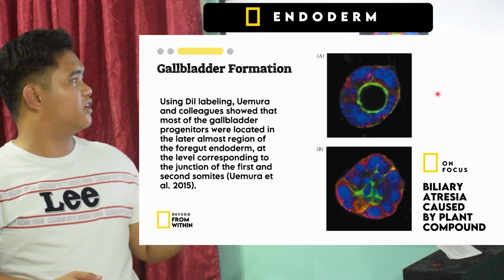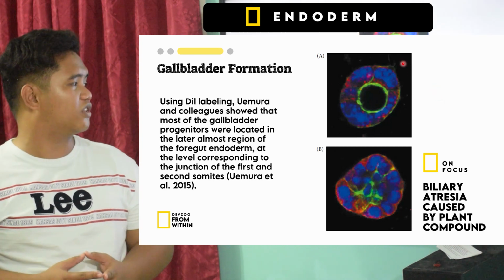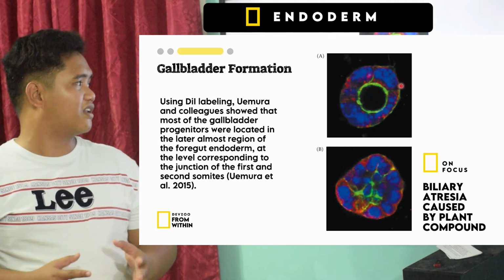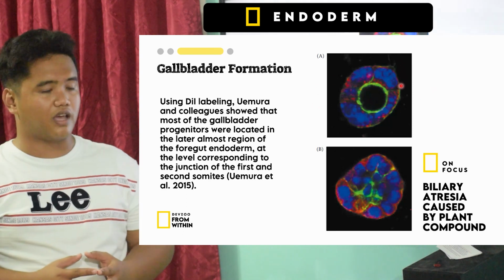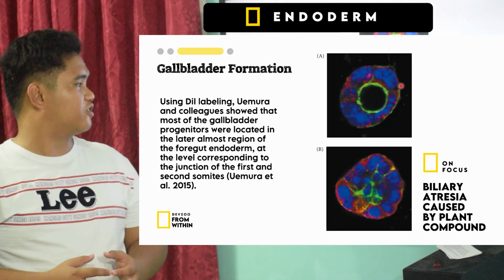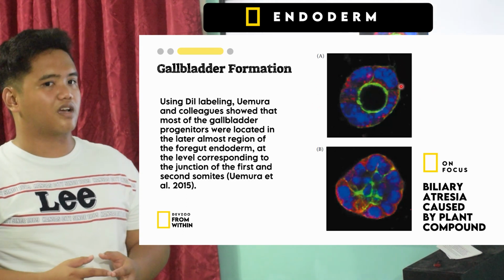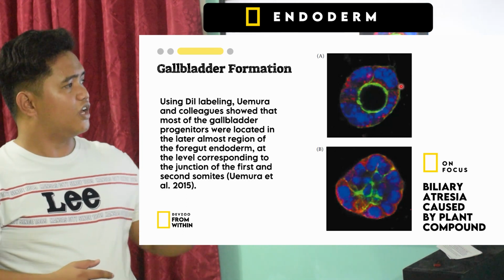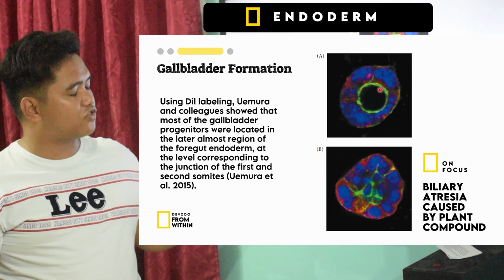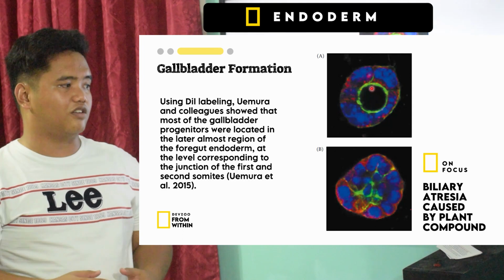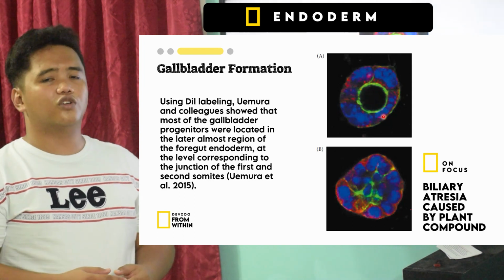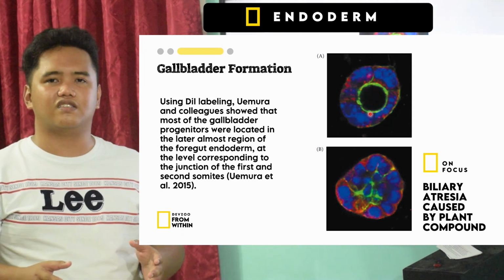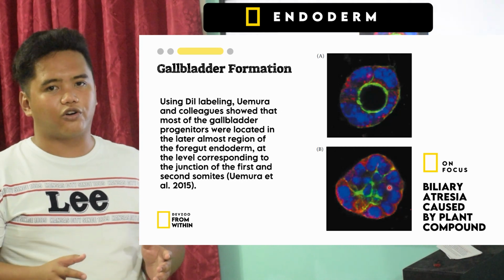So Yumura and colleagues showed that most of the gallbladder progenitors were located in the lateralmost region of the foregut endoderm, at the level corresponding to the junction of the first and second somites. As you can see here in the illustration, we have the biliary atresia caused by the compound. There was a crisis, or a problem, that occurred in Australia.